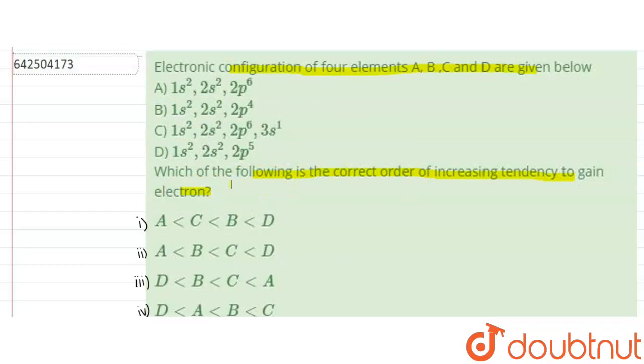So we know that tendency to gain or lose an electron depends on the stability of atom, and that is decided by the octet. So we just have to see which of them completes an octet on losing an electron or gaining an electron. So if it is attaining stability on gaining an electron, that means it will have a very good tendency to gain electron, and if it is attaining stability on losing electrons, that means it will not have tendency to gain electrons. So let us begin with the first one.